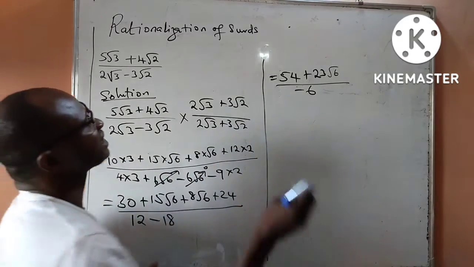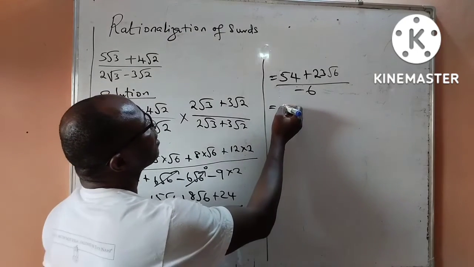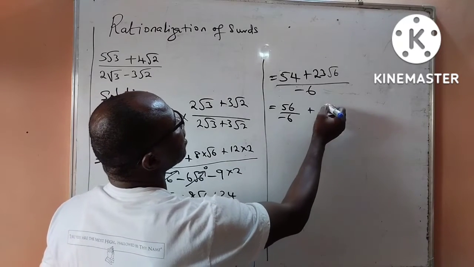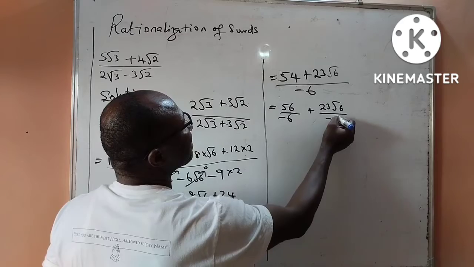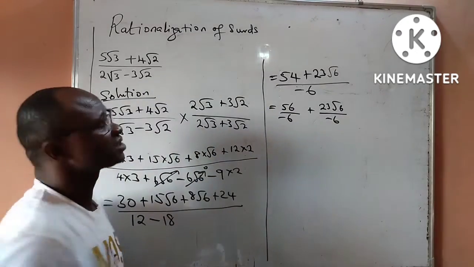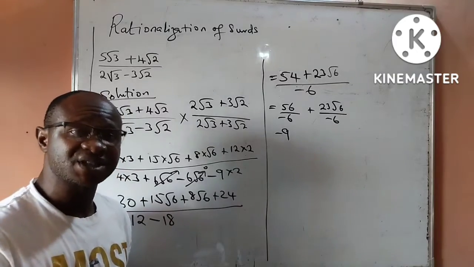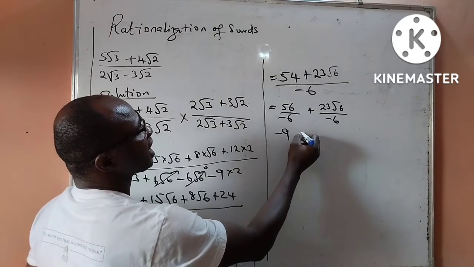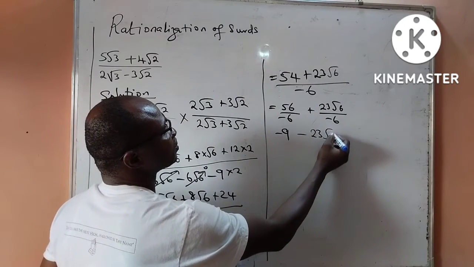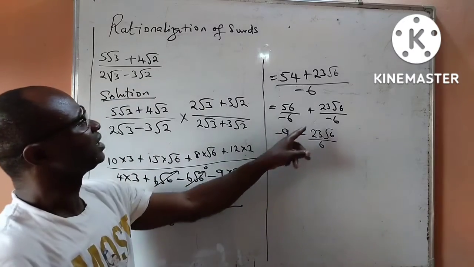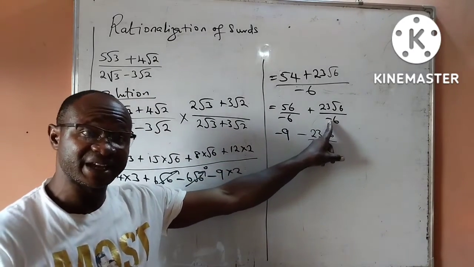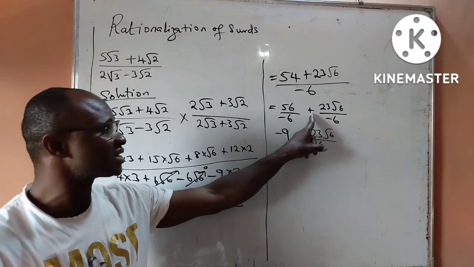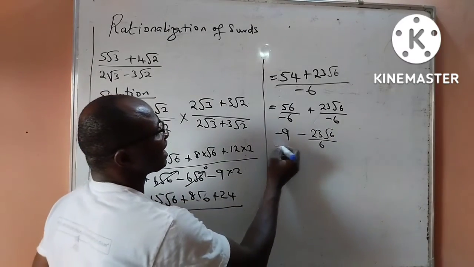Beautiful. This thing is the same thing as 54 all over minus 6, then plus 23 root 6 all over minus 6. If I work on this, I will get minus 9. That is 54 divided by negative 6 will give us negative 9. And when I work on this, I will get minus 23 root 6 all over 6. The minus we are having here is as a result of the negative sign at the denominator. That is minus 6. We change this plus sign to become negative. This is our final answer.